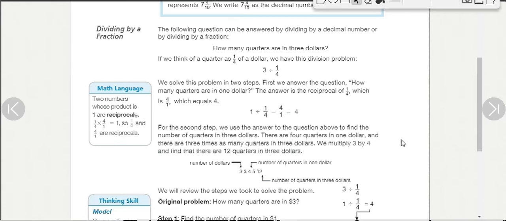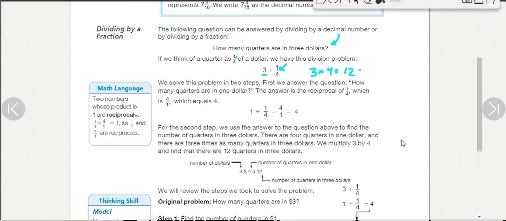What if they asked us how many quarters there are in $3? Now we're in the dividing by a fraction part of lesson 50. If you think of a quarter as a fourth of a dollar, and we're dividing by that, then you take your $3 and you divide by those fourths, right? How do we divide by a fraction? We multiply by its flipped around reciprocal, right? So really, we're going to multiply by 4 over 1, or just 4, and get 12.